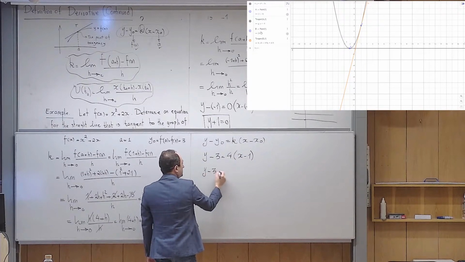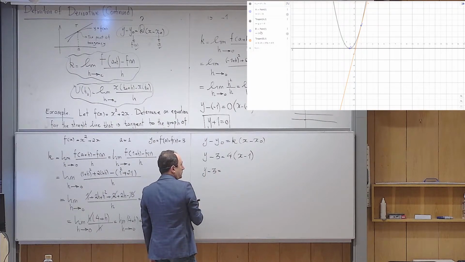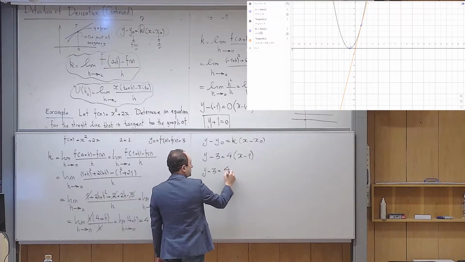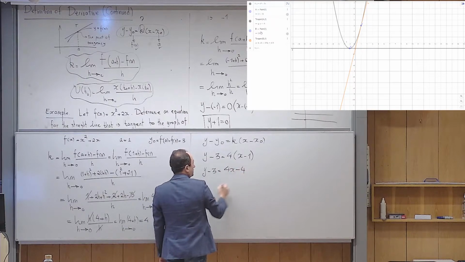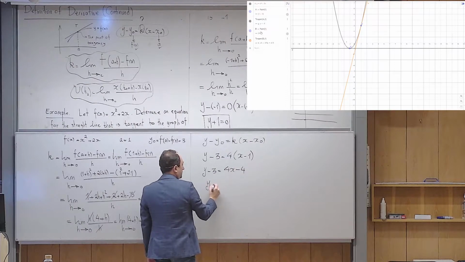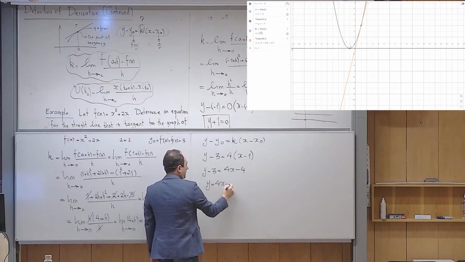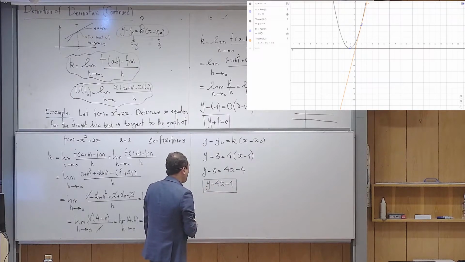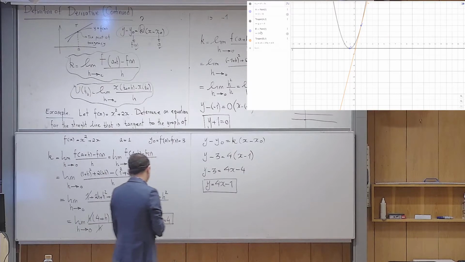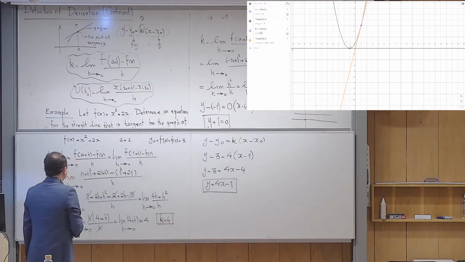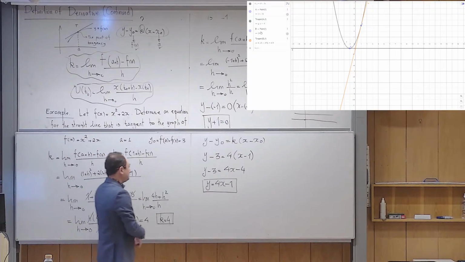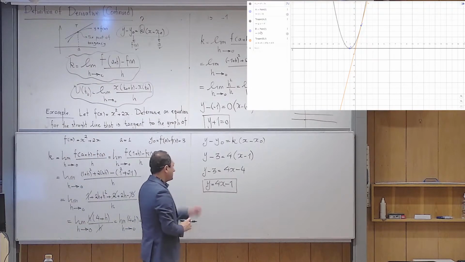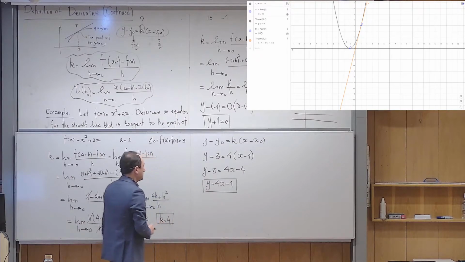I prefer to simplify in a way that y is on one side. I want to write it in the form of a function. So this becomes 4x minus 4, and then I move minus 3 to the other side. So this is the correct answer, yes? Yes, it should be. But let us see if this is the answer in GeoGebra or not.